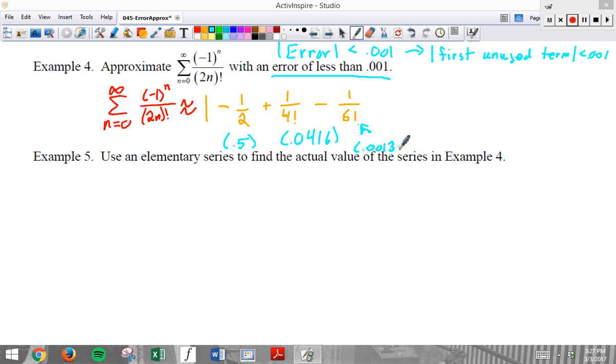Is that less than that? No. So if I stopped at the first three terms, the first unused term would be 0.001. That's not good enough. So I need to include that term also, because it would not be small enough. So stop worrying about it.